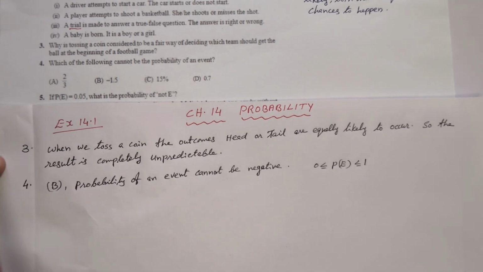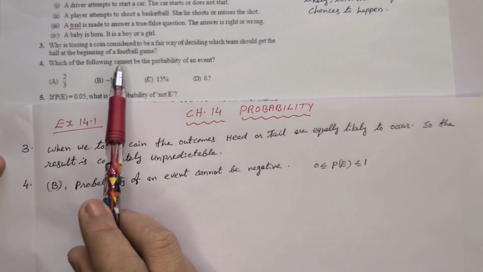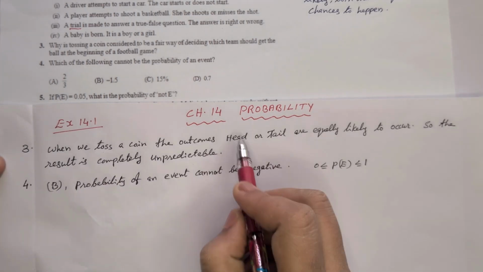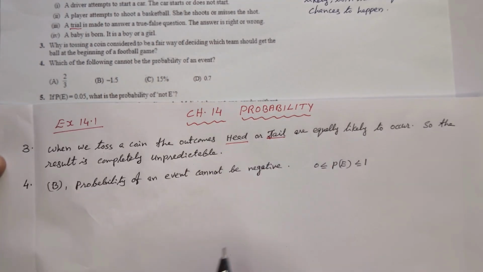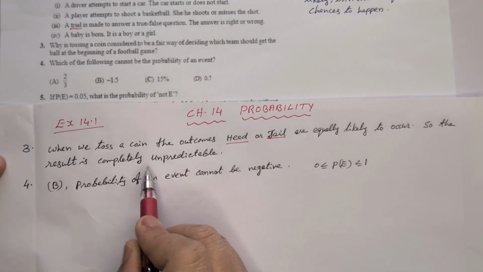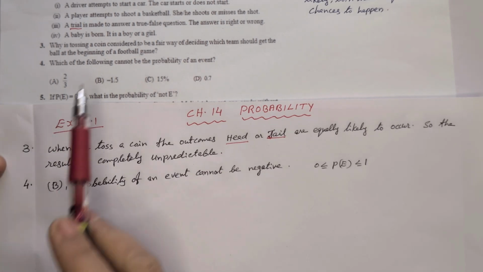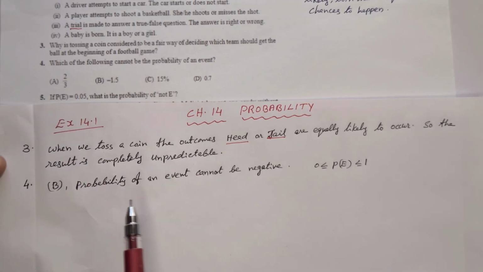Question number 3. Why is tossing a coin considered to be a fair way of deciding which team should get the ball at the beginning of a football game? We know that when we toss a coin, the outcomes can be head or tail. These two are equally likely to occur, so the result is completely unpredictable. That's why the coin is tossed before each game starts. Tossing a coin gives an equal chance for head or tail.